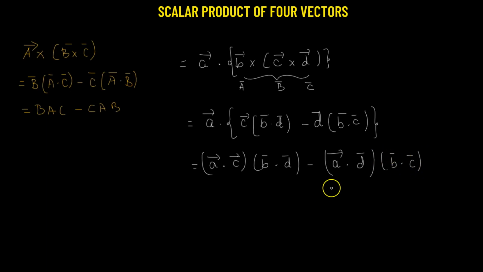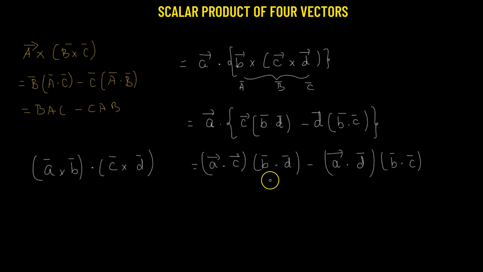And this result perfectly makes sense because we know that A dot C is a scalar value. Similarly, B dot D is a scalar value. So multiplication of two scalar values gives us a scalar value. Same goes for the second term. So we have one scalar value subtracted from the other one, which gives us a scalar value. And that makes complete sense because we were taking the scalar product of four vectors, which is A cross B dotted to C cross D.